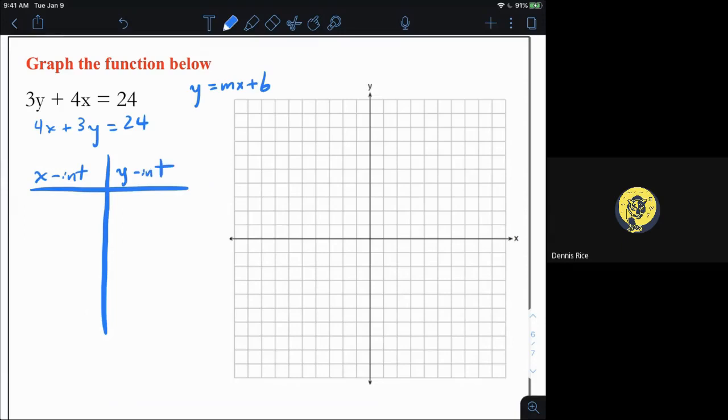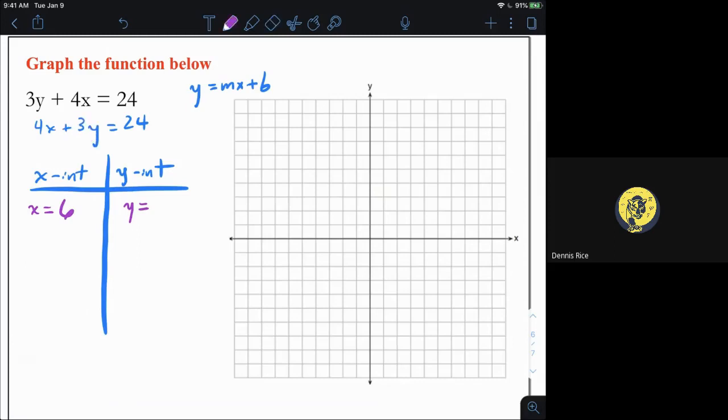X-intercept. The x-intercept would be if y were to go away, because I'm plugging in a 0. What would the solution to that be? 4x equals 24, you would get x equals 6. Very good. Whoever said that.